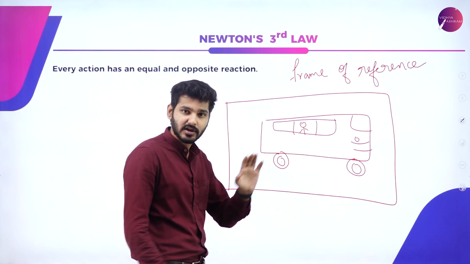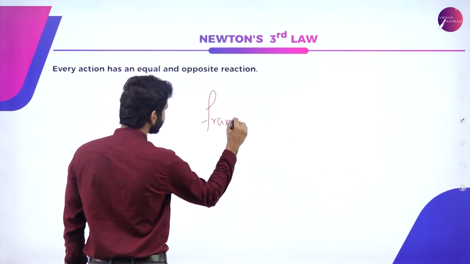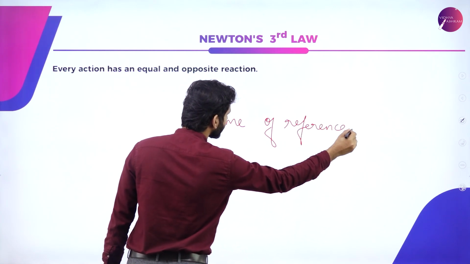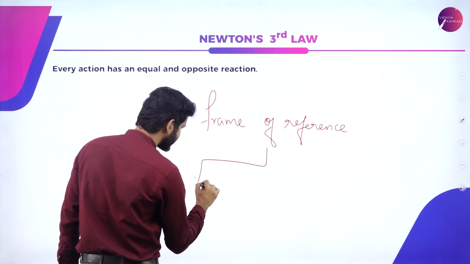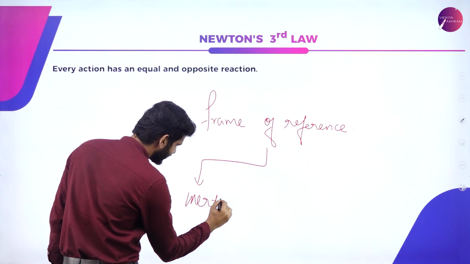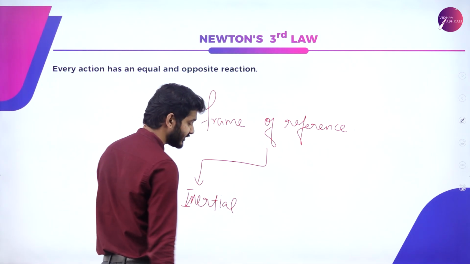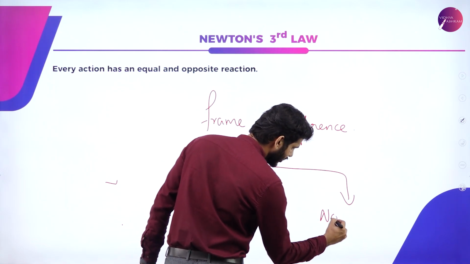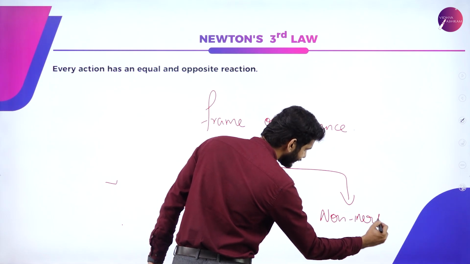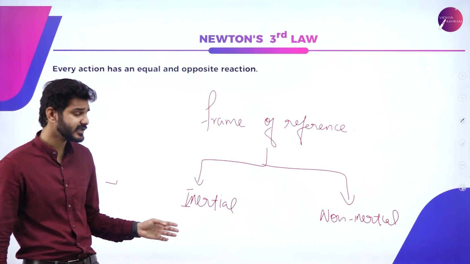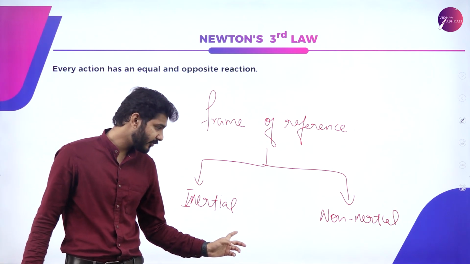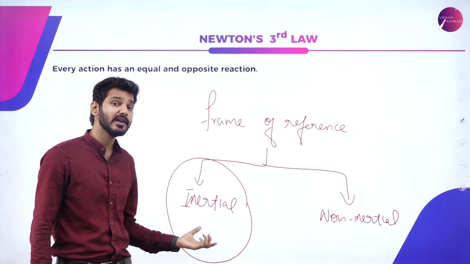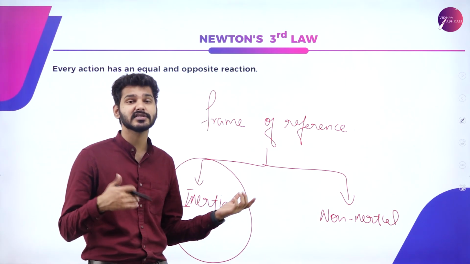So anyways, that is all about frame of references. There is something known as frame of reference, and there are two frames of reference. One is inertial, where Newton's laws are completely obeyed, and there is another frame which is known as non-inertial frame of reference. Basically, in the inertial frame, all of Newton's laws are obeyed, and in non-inertial frame of references, Newton's laws are not obeyed. We will be only focusing on the frame of reference in which Newton's laws are obeyed.